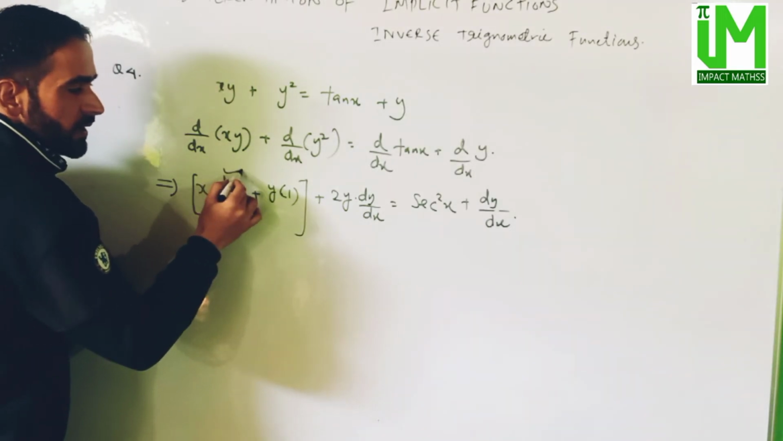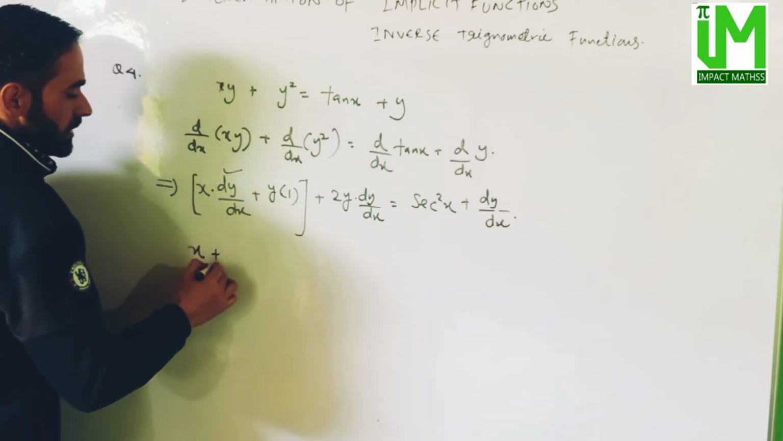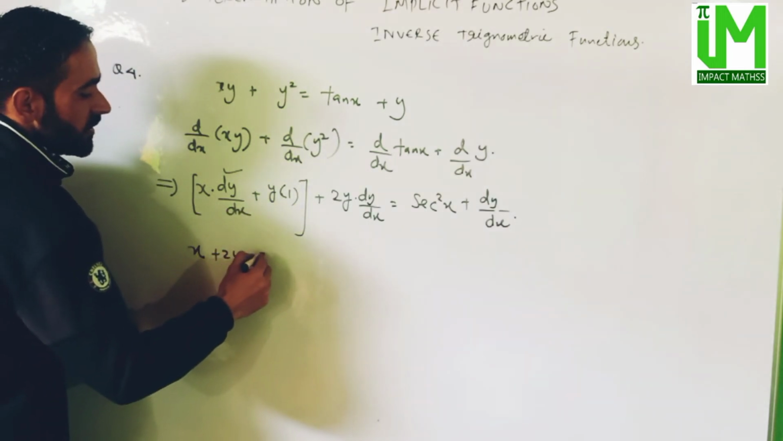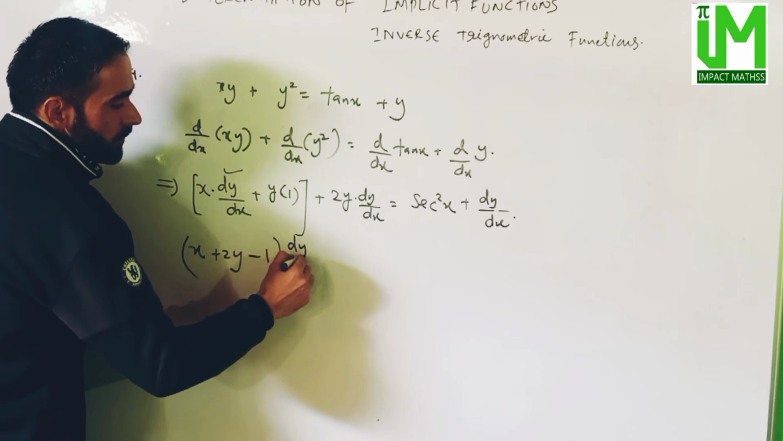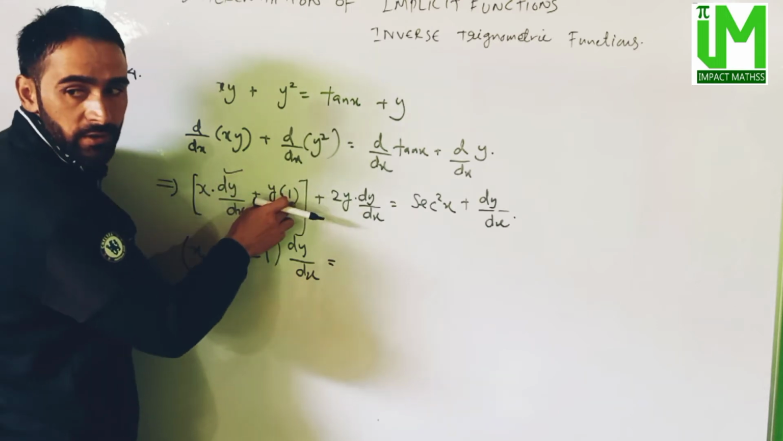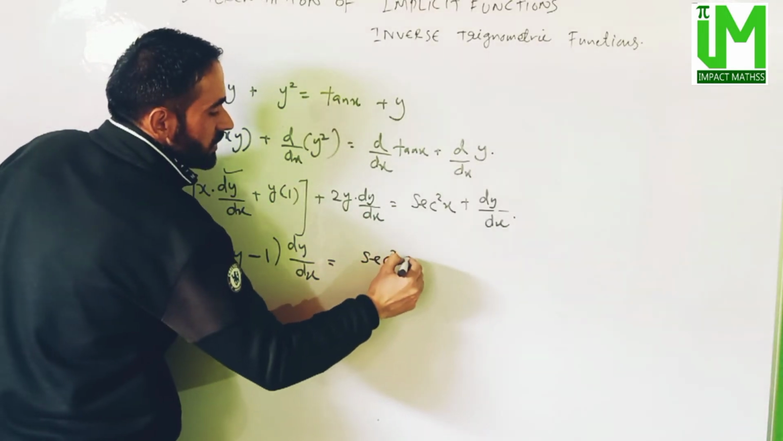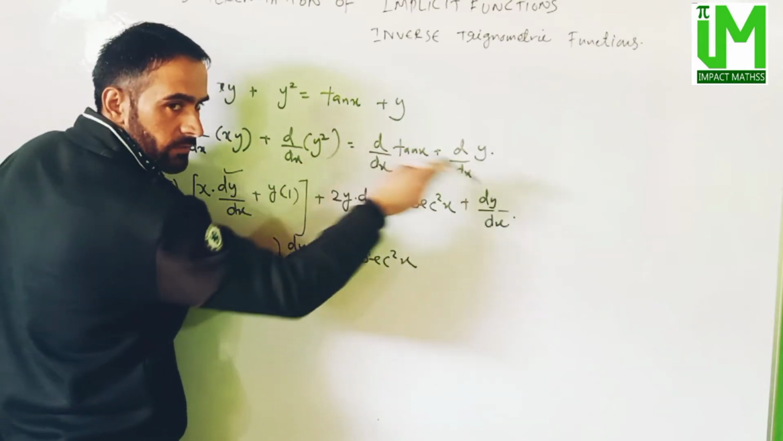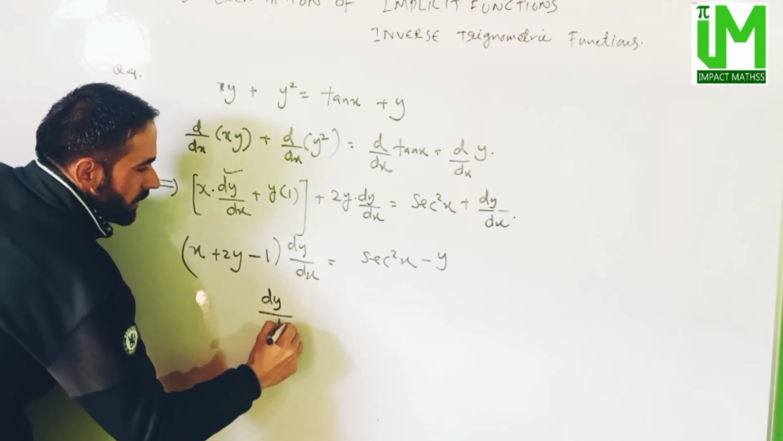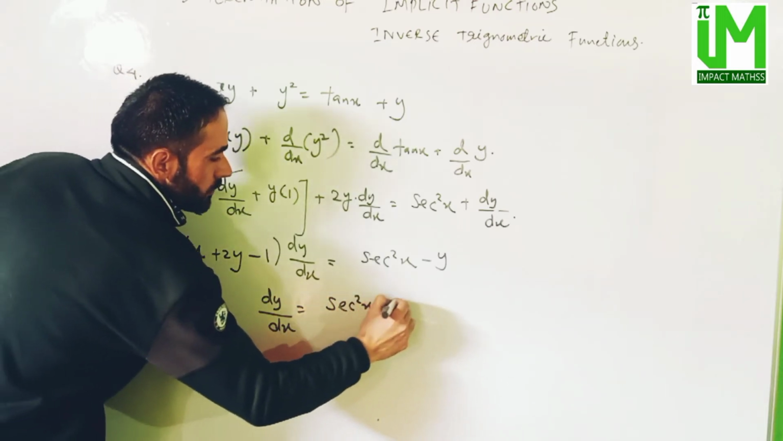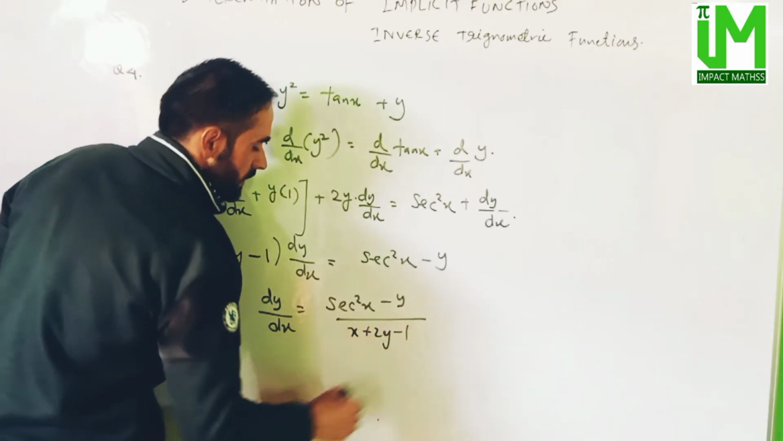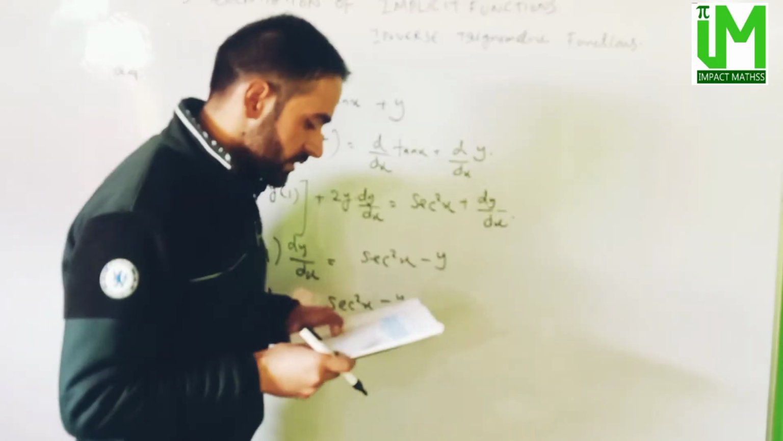ठीक है, यह x dy by dx, बे यम dy by dx, so it will be plus 2y dy by dx. करो, shift it will be minus, ठीक है, that means it will be minus 1 into dy by dx. अब ये बाकी जो टर्म्स हैं, इन्हें वहाँ शिफ्ट कीजिए, so it is sec square x, plus y वहाँ so it will be minus y, which means dy by dx is equal to sec square x minus y divided by x plus 2y minus 1. So this will be dy by dx.